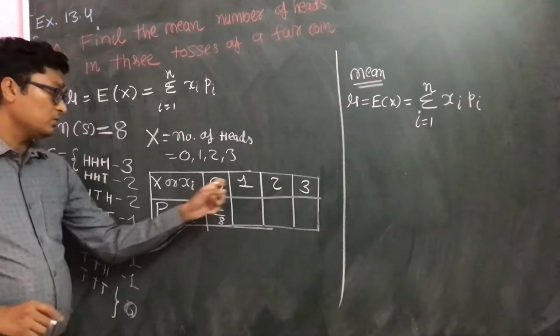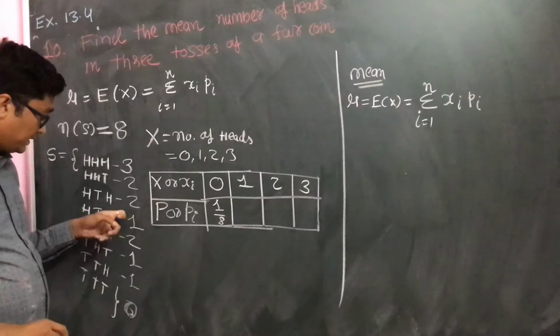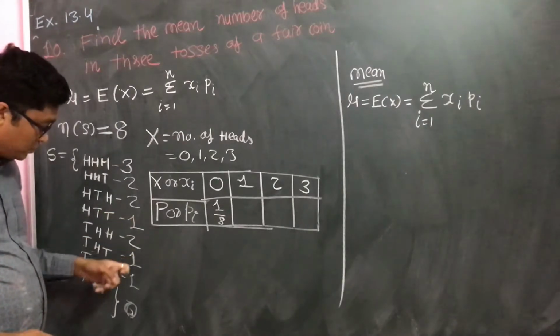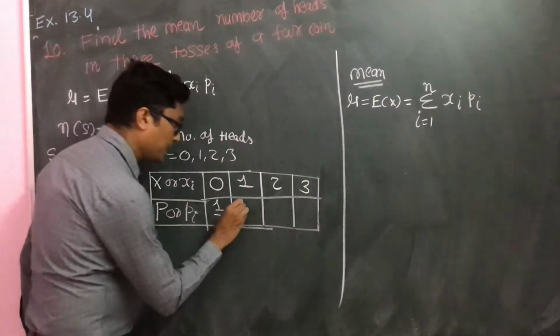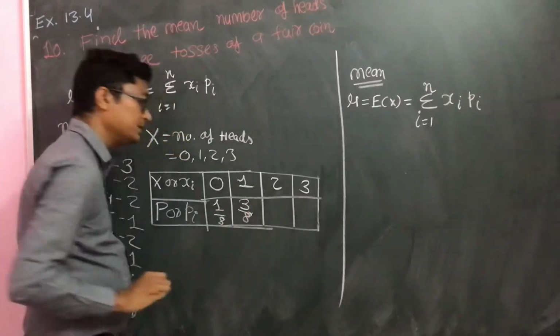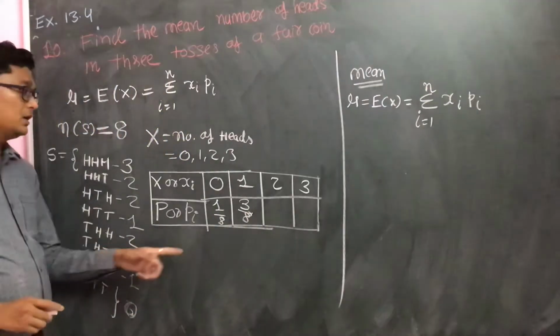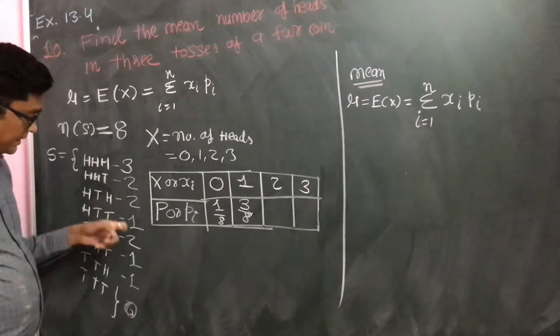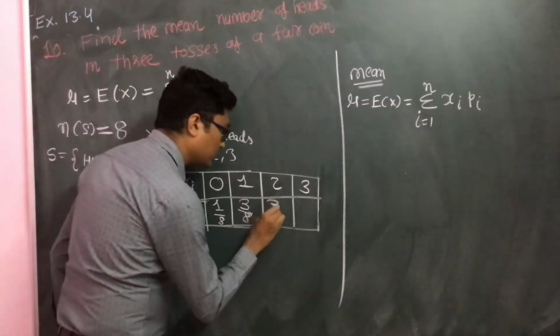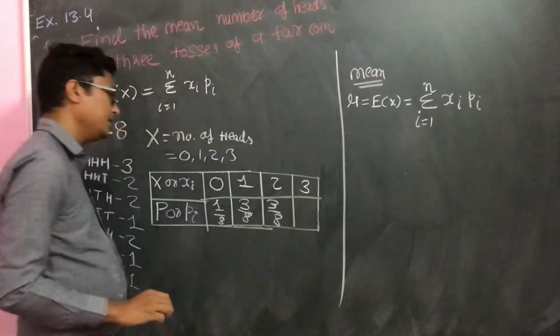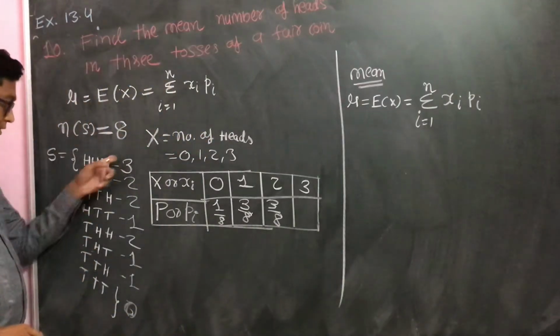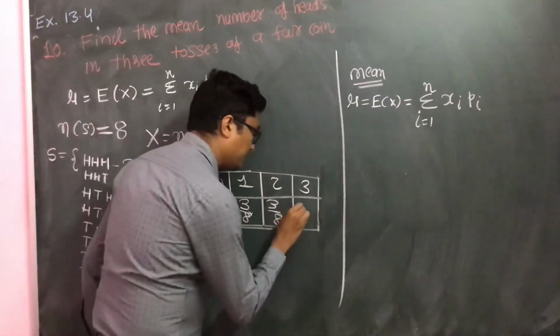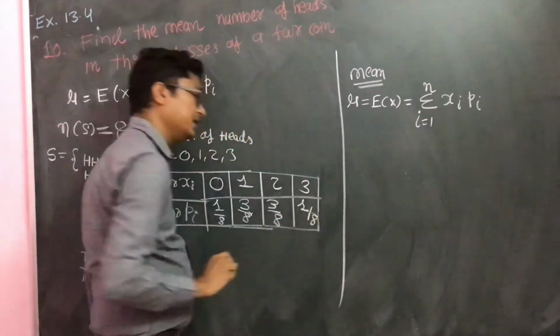Then x equals 1, so you can see here 1, 2 and 3, so it is 3 by 8. So here we wrote 3 by 8, and then x is equal to 2, how many times? 1, 2 and 3, so I'll write it over here 3 by 8, and the last one is x equals 3, so only 1, so here we will write 1 by 8, right?